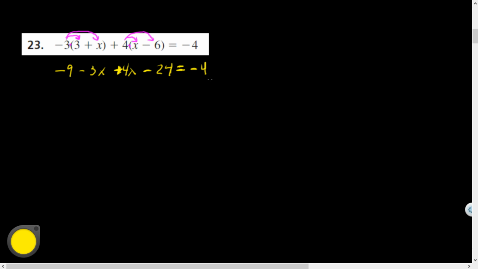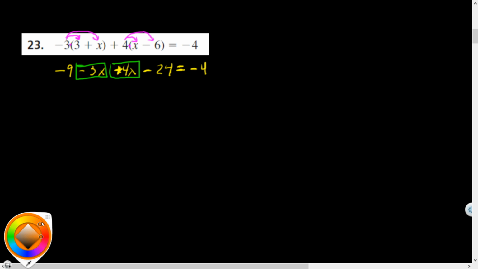I want to combine like terms, and I think we've got some like terms here. Let's see, my like terms are the negative 3x and the positive 4x, as well as, let's see, maybe I'll use this color, negative 9 and negative 24. I can't, even though negative 4 is like those things, it's on the other side of the equal sign, so I can't combine that. Do you like that color?